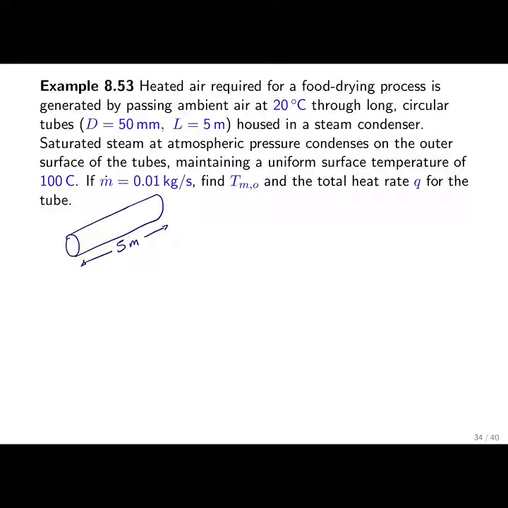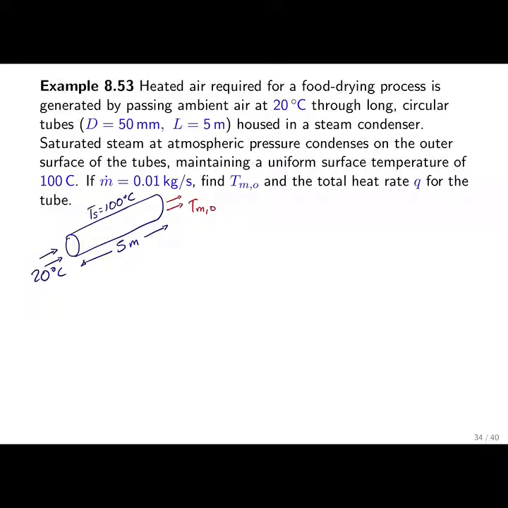So the temperature on the surface is going to be equal to 100 C, and the air is coming in at 20 C, and the problem requires us to find the temperature of the fluid at the outlet, the mean temperature of the fluid at the outlet.